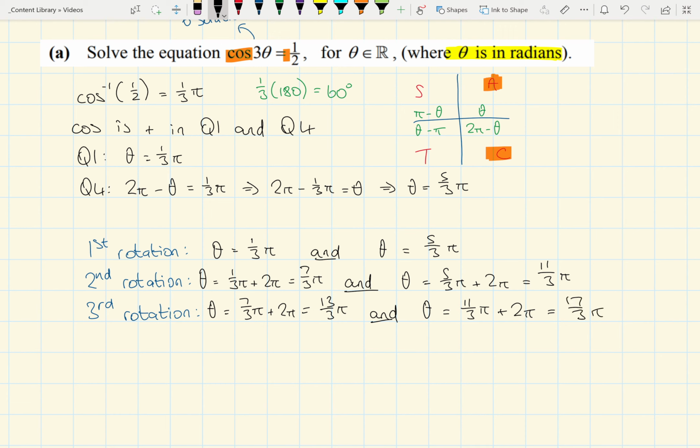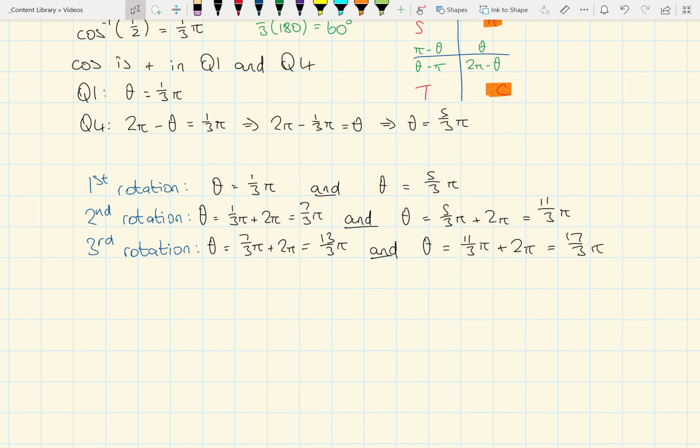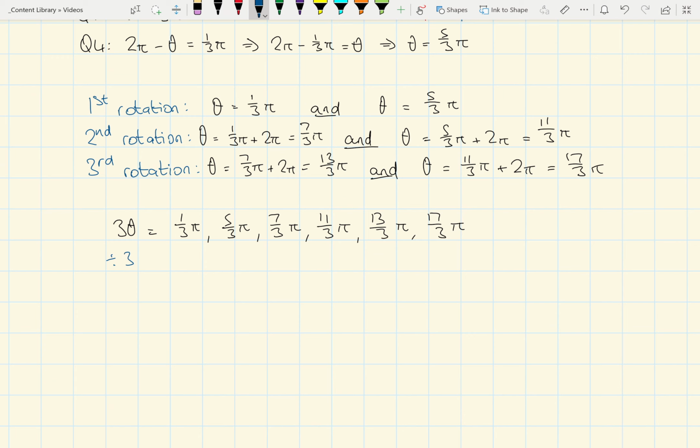Okay, so similar to our previous question, we had gotten 3 theta is what we've solved for. So just make note of that. We have 3 theta is equal to 1 over 3 pi, 5 over 3 pi, 7 over 3 pi, 11 over 3 pi, 13 over 3 pi, and 17 over 3 pi. I have 6 numbers there, which is what I want. And our last step is just to divide everything by 3. So we solve for theta itself.